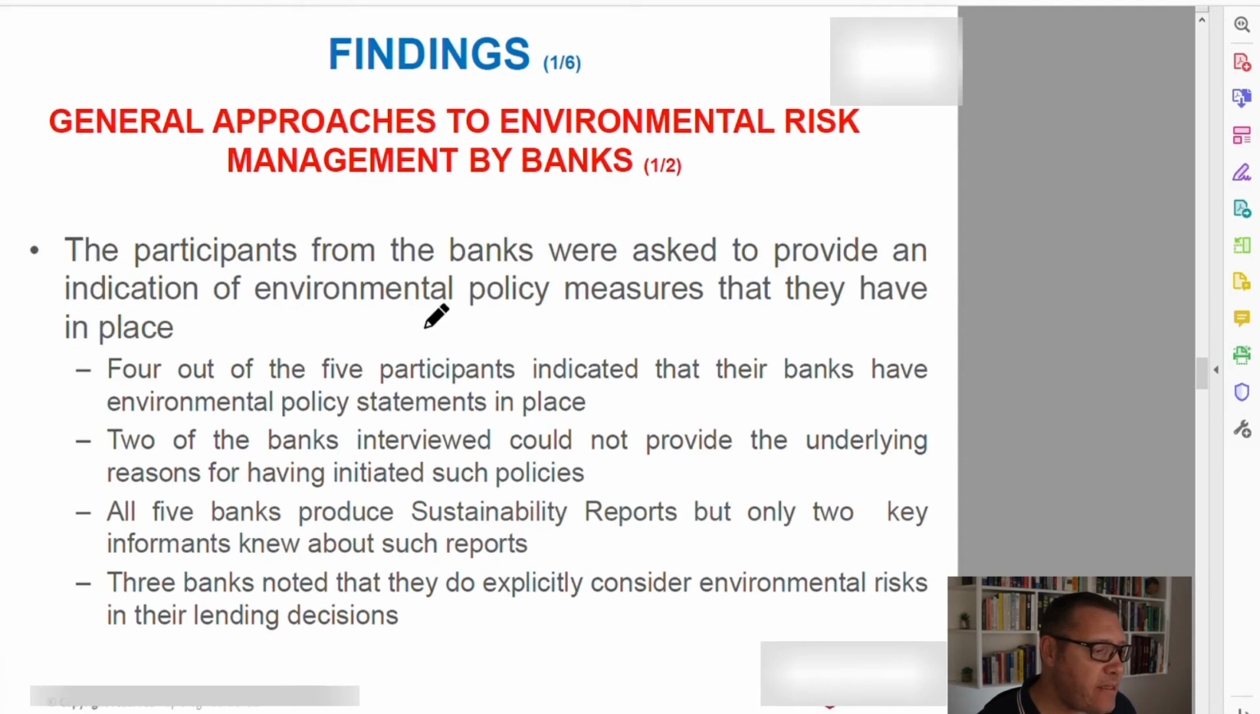You'll see that the findings are 6 slides. This is the first slide. I've identified a category which has 2 slides coming. So the audience knows exactly there will be 6 finding slides, and the first 2 of these slides will be general approaches to environmental risk management by banks.